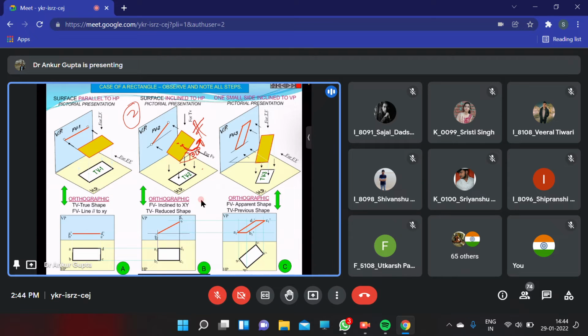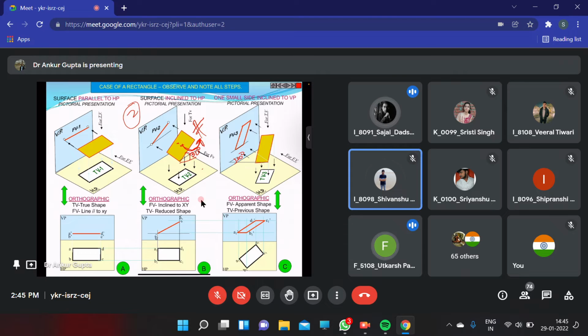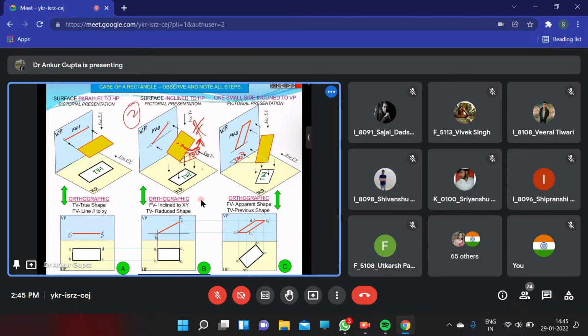So I rotate. The inclination with HP will be the same, but I am making a new inclination with VP. If I make a new inclination, say 20 degrees, then it is 20 degrees inclined to VP as well as 30 degrees inclined to HP. Correct? When I rotate it 20 degrees, this angle is still 30 degrees. So I'll be getting some figure like this. We'll start seeing some rhombus kind of thing.